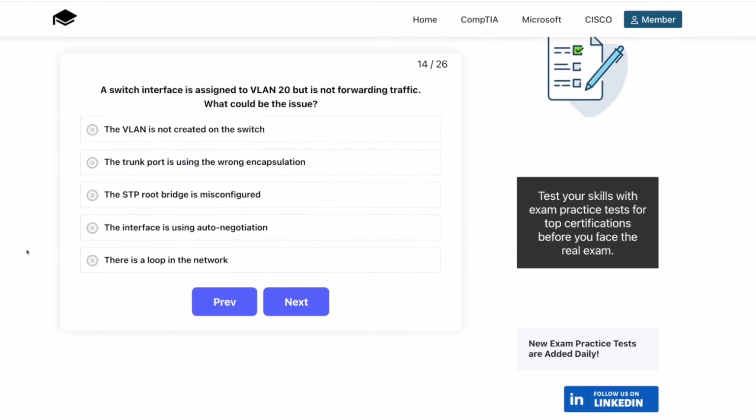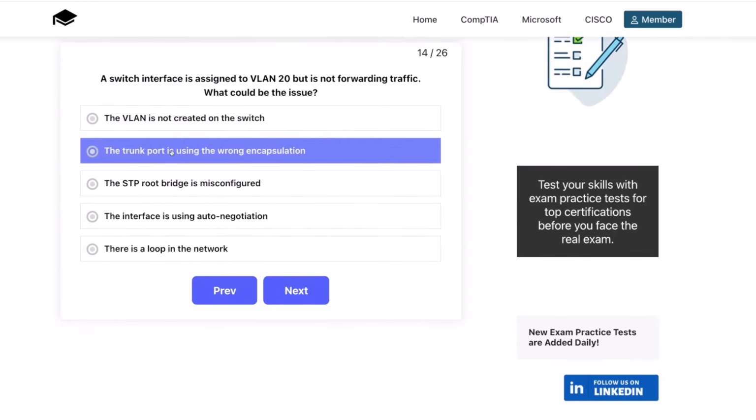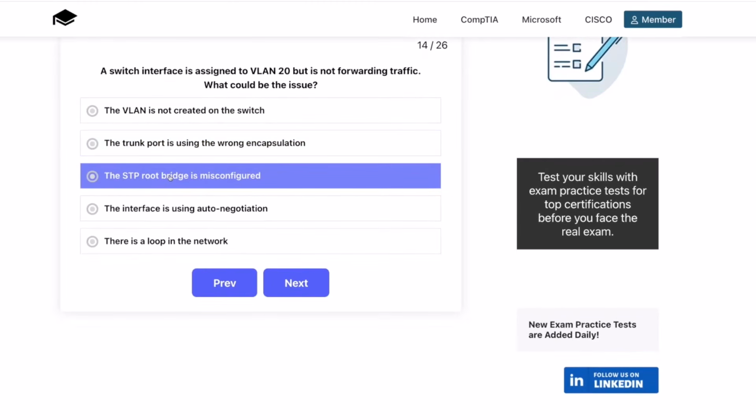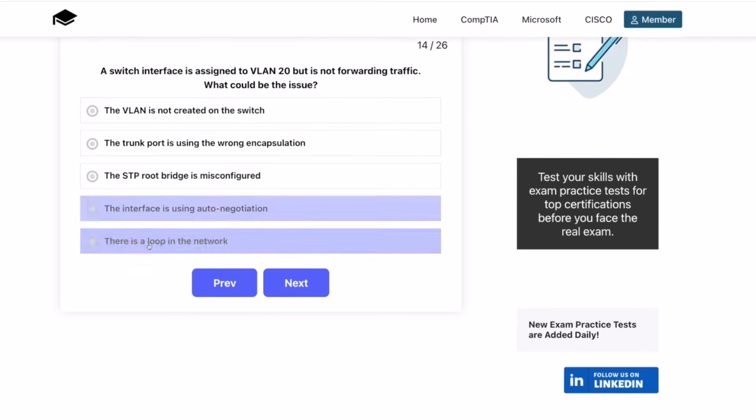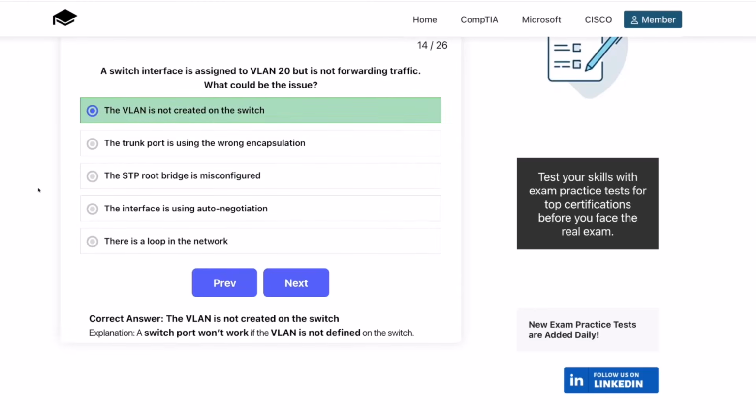Now on to question 14. A switch interface is assigned to VLAN 20, but it's not forwarding traffic. What could be the issue? Is it the VLAN is not created on the switch? The trunk port is using the wrong encapsulation? The STP root bridge is misconfigured? The interface is using auto-negotiation? Or there's a loop in the network? The correct answer is the VLAN is not created on the switch. A switch port won't work if the VLAN is not defined on the switch.